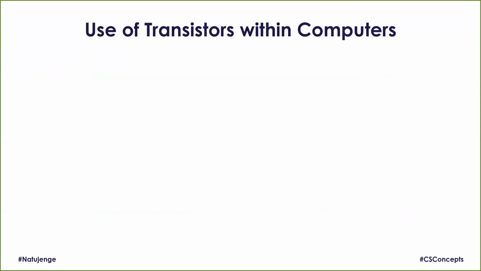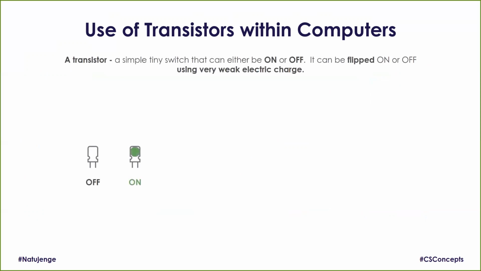Now, for us to consider why computers use binary number system, let's look at transistors, which are the core of the computers. Transistor is basically a simple tiny switch that can either be on or off. It can be flipped on or off using a very weak electrical signal. So I have two images. The one on the left is off and the second one is on.